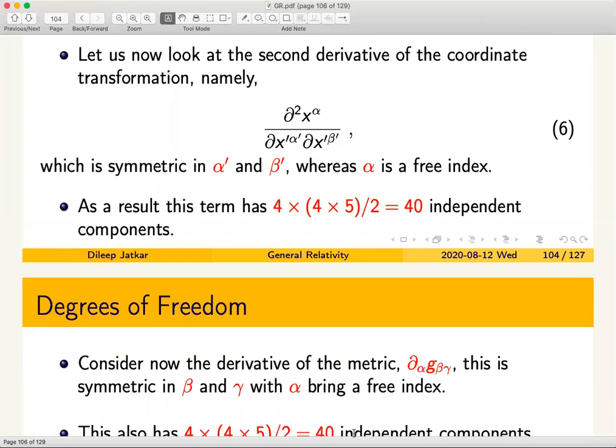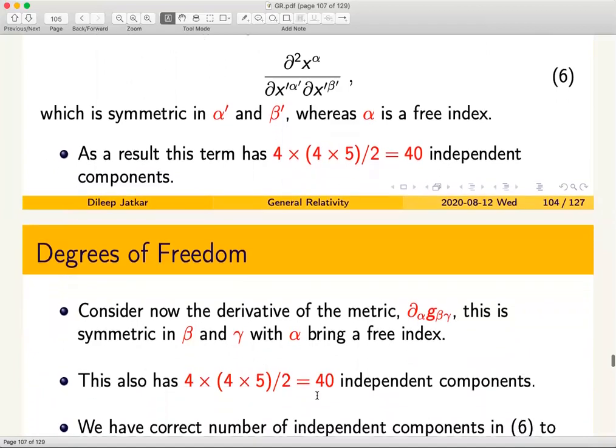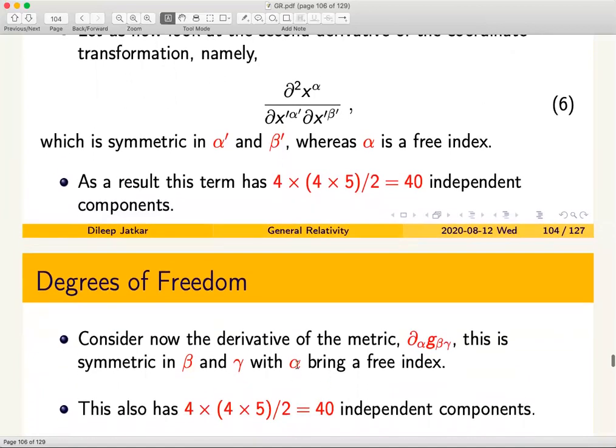Okay, so therefore alpha can take 4 values because it's a free index, but beta gamma would take 4 into 5 by 2 values, because of the symmetry property of g beta gamma. So that means the derivative of the metric would also have 40 independent components. Okay, is that fine?